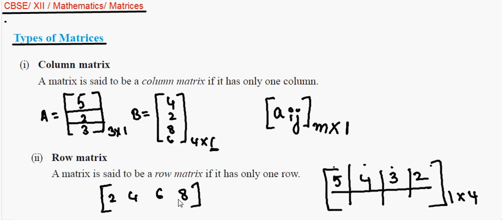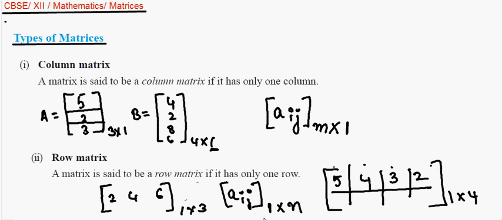And if I take 2, 4, 6 like this, the order will be 1 by 3. So in general, a row matrix is represented as Aij. The order should be only one row by any number of columns. So the general form is 1 cross n.